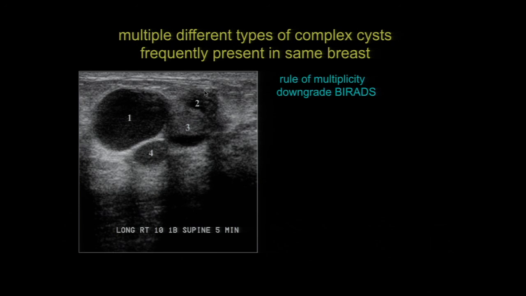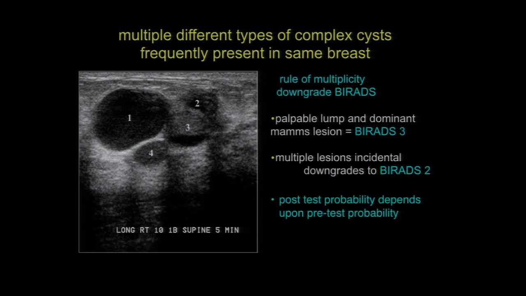On the other hand, if any one of these is the cause of a palpable lump or a mammographic abnormality, it's a BI-RADS 3 for this one, and maybe this one. This one you might have to call BI-RADS 4A. So it really matters whether you're seeing these incidentally or whether you're seeing these as the dominant clinical or mammographic finding.